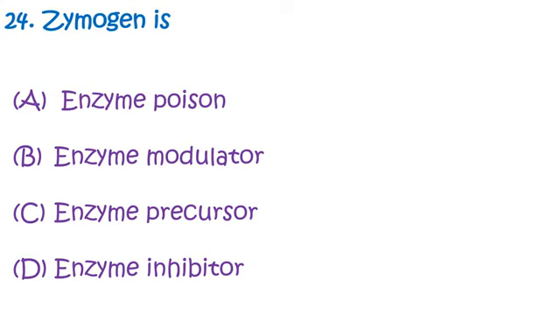Question number 24. Zymogen is, options are, it is an enzyme poison or a modulator, enzyme precursor, or enzyme inhibitor. Correct answer is option C, enzyme precursor. Now enzyme precursors are the simple proteins that become catalytically active by the hydrolysis process. These precursors are also called as zymogens or proenzymes, and these are normally present in the digestive tract of the humans. These are required to convert the inactive substance into active enzymes.